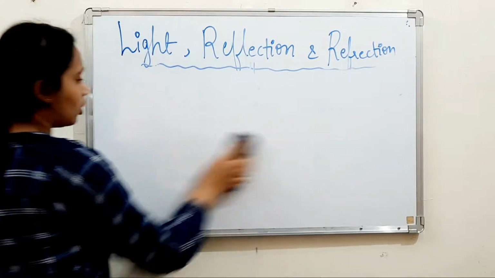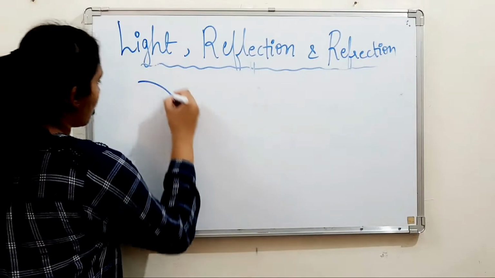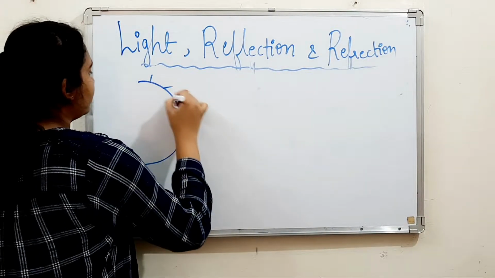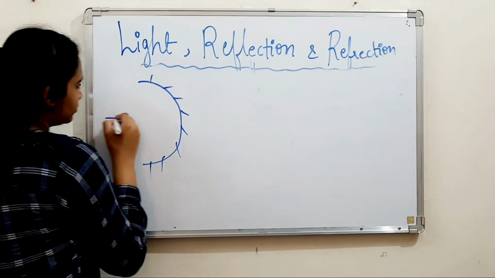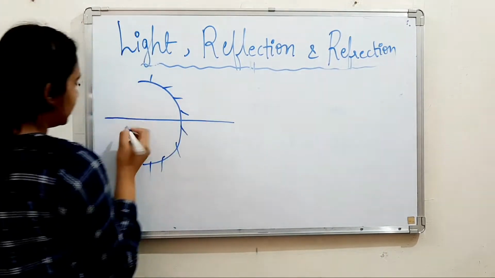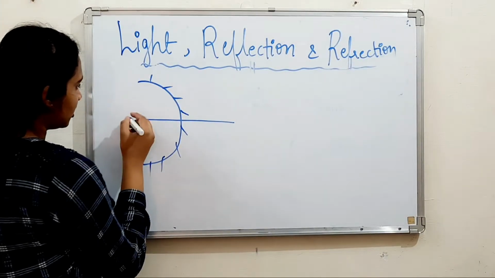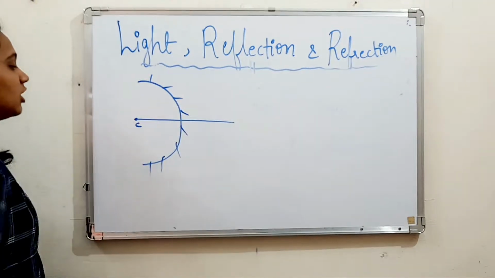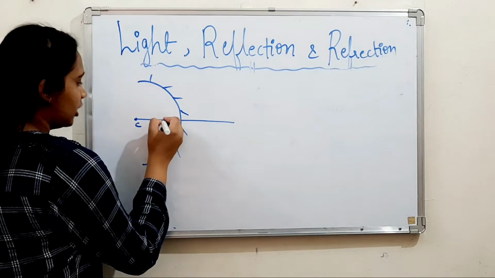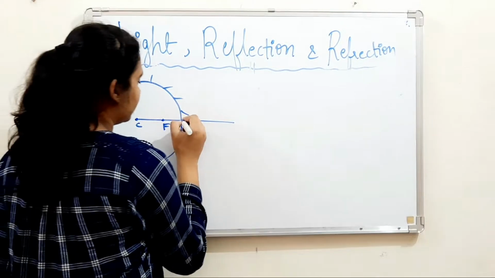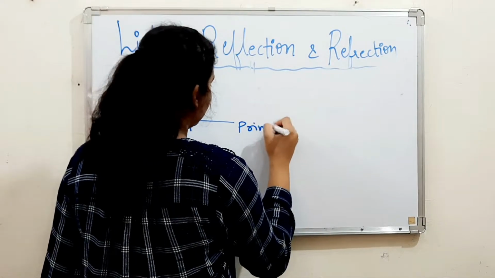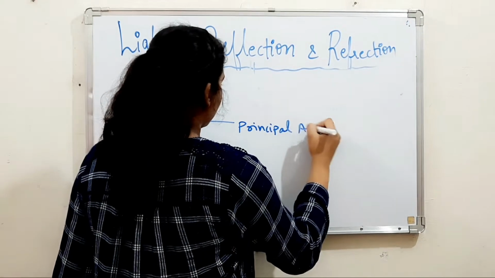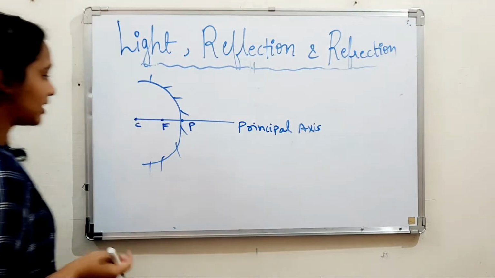So let me draw the figure first. My concave mirror. So this is concave. This is the polished surface outside. So this we should draw. This is nothing but the center of curvature, या फिर the center of the sphere. Here we will have the focus and here we will have the pole. This is principal axis. Okay, this is principal axis.